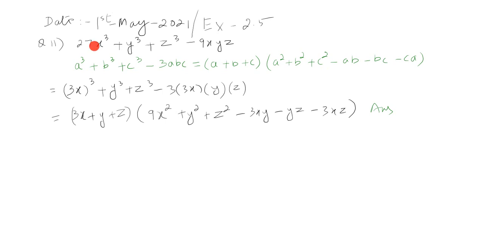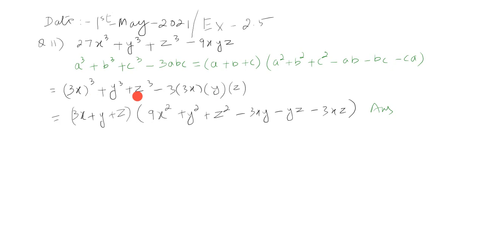So this 27 I have to make it resemble a cube. 27 is not a cube of x, so I have written 3x cube. Then this y can be made b, this z can be made c, and then minus 3abc, because a is 3x, b is y, and c is z. Now if you multiply this, we get 9xyz. That's the reason 9 is coming here after multiplication.